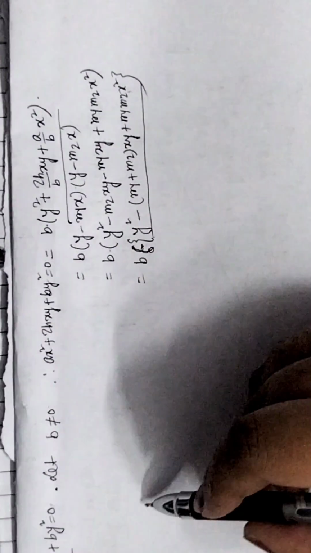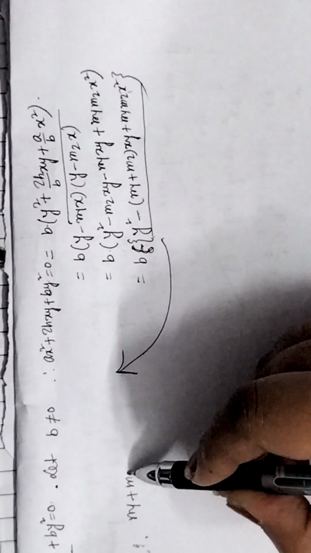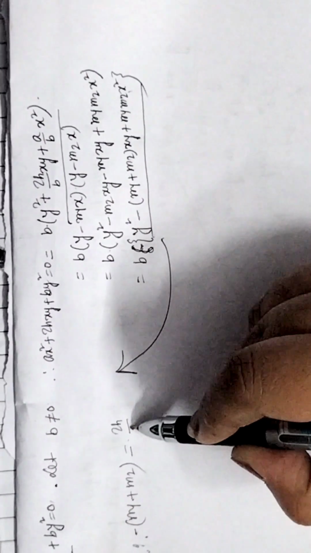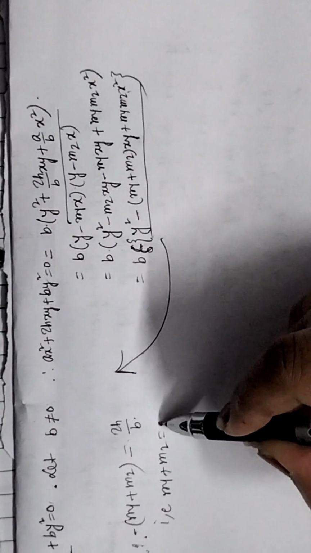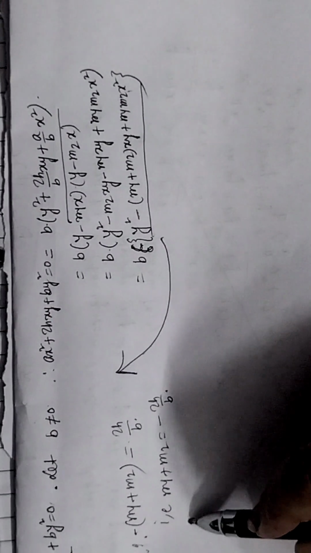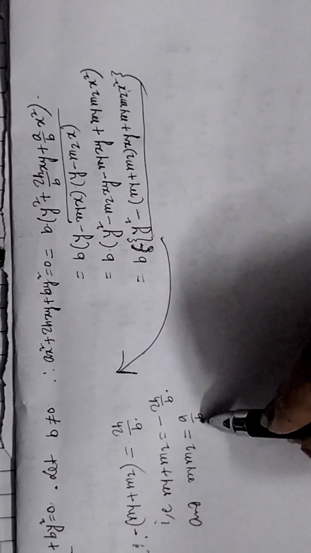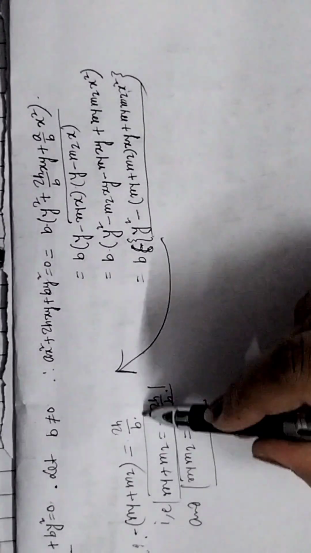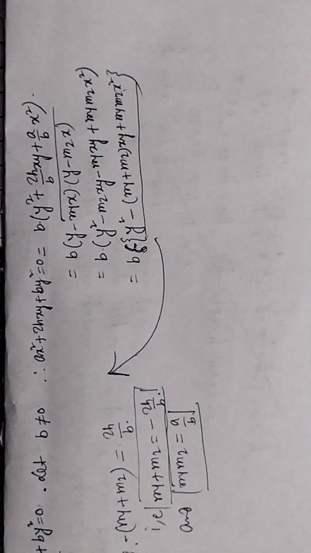So from this we can write minus of (m1 plus m2) equals to 2h by b, that is m1 plus m2 equals to minus 2h by b, and m1 into m2 equals to a by b. These are very important relations between the slopes of the straight lines which are represented by the given homogeneous equation.